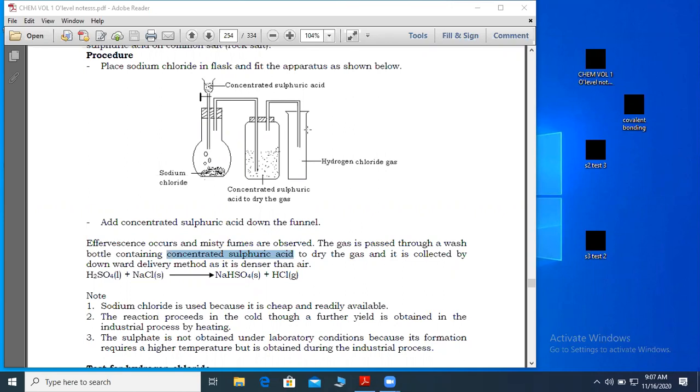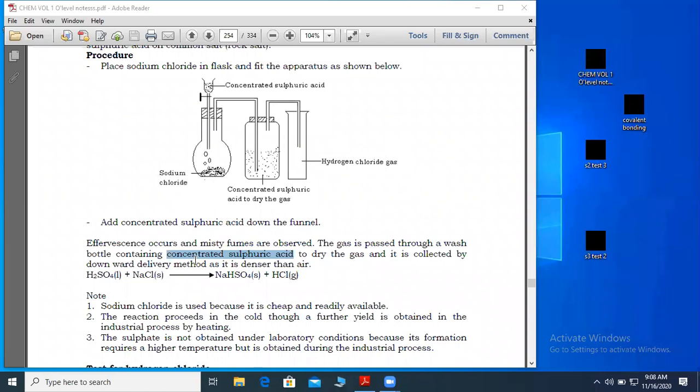But I encourage you, always look at the position where the delivery tube is facing. If the delivery tube is facing down, then the method is downward delivery. But if the delivery tube is facing up, then the method becomes upward delivery. So concentrated sulfuric acid to dry the gas, and the gas is collected by downward delivery method, since it is denser than air. If you look at the question again, you were required to write the equation.